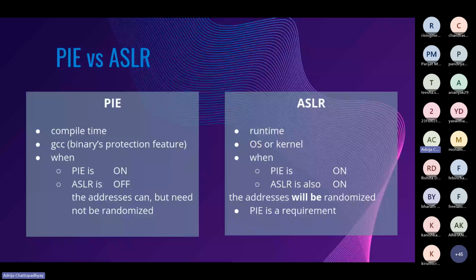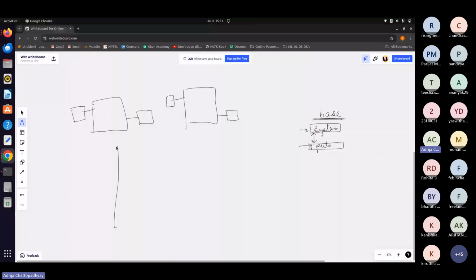Okay. Now, we'll discuss PIE and ASLR. They're very much linked. ASLR cannot work without the code being position independent. So I have to draw something. The binary has multiple sections in it. Right on top is the kernel and the OS, and then environment variables, not that important. Then come to our binary: the stack, the heap, data section, code, and like that, multiple sections of the binary.